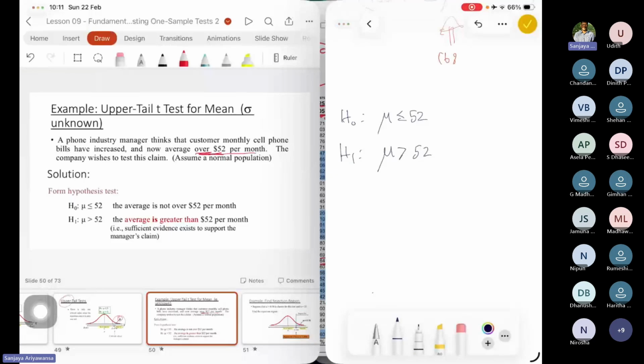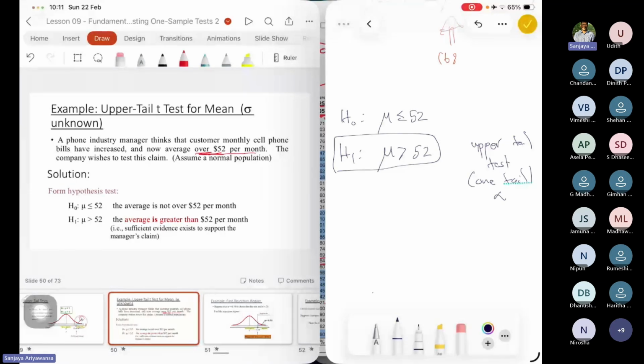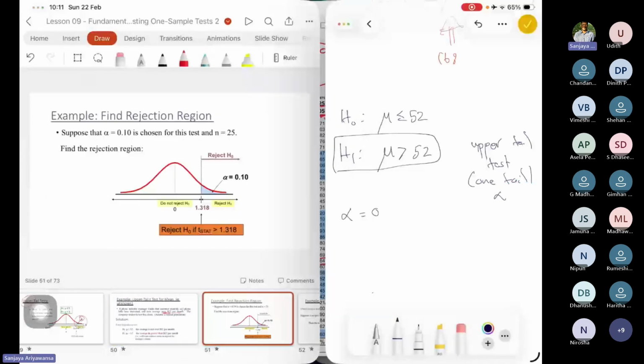When you say over $52, it is H1. It is an example of a one tail test, which means we are considering alpha only. The company wishes to test this claim. So more information is given. We are asked to consider alpha 0.10, so that is actually a 90% confidence level. And the sample size we are told is 25.